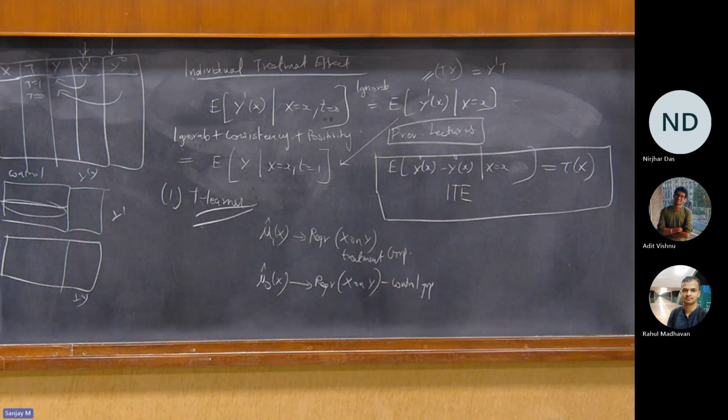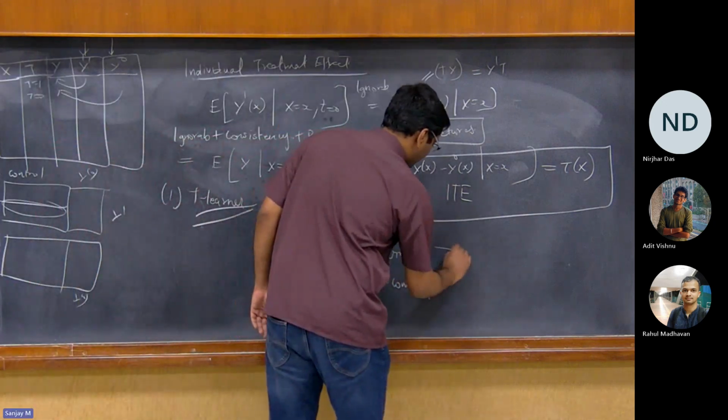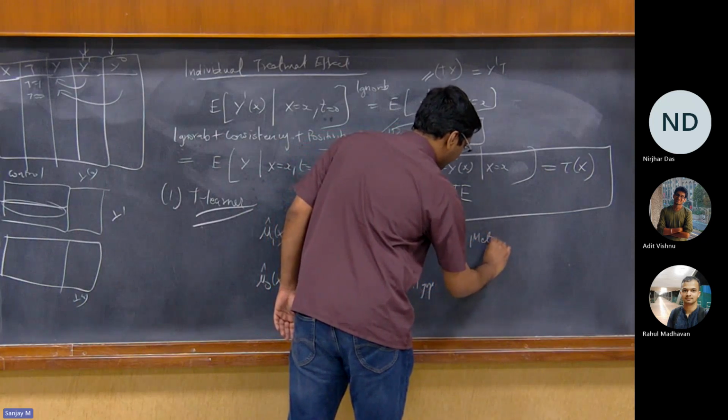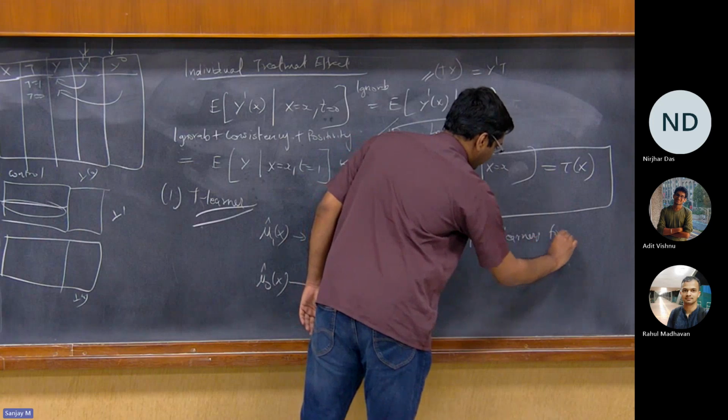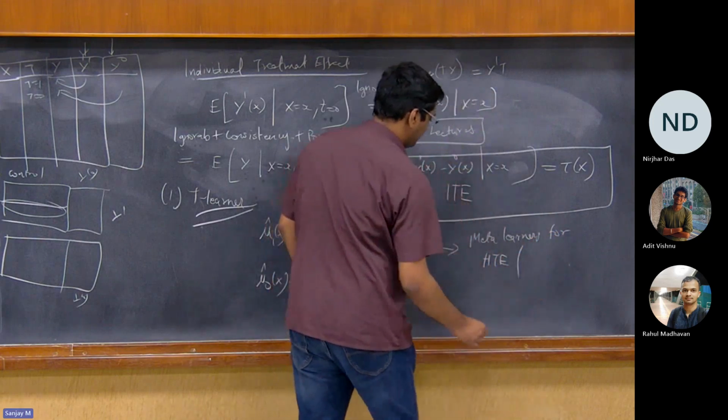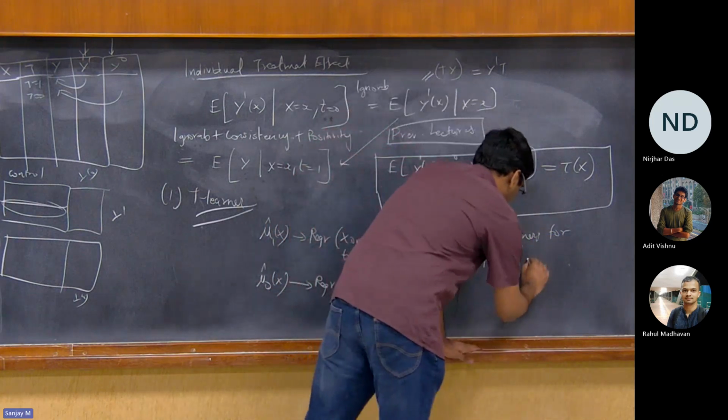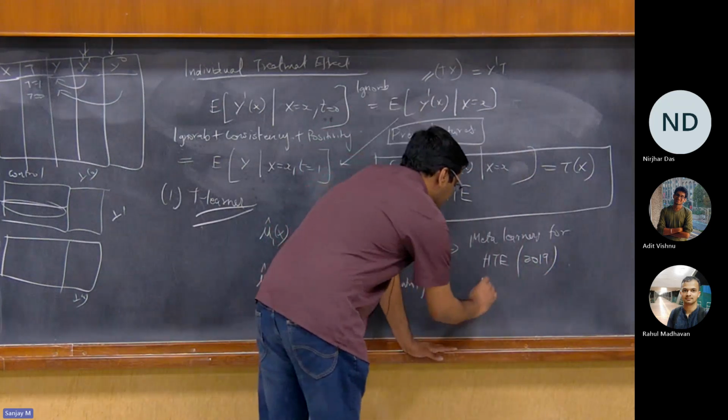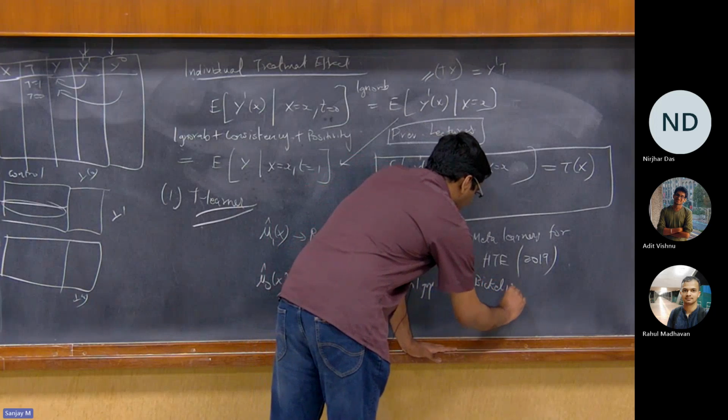So a lot of what I'm going to say today is from this paper called Meta Learners. I'm just searching for the title of it. Okay, so Meta Learners for heterogeneous treatment effect estimation, by Bingyu. One of the authors is Bingyu. It's a PNAS paper. I don't remember exactly when it got accepted, but I think the latest version is on arXiv, 2019. Some of the co-authors are Bickel and Bingyu.